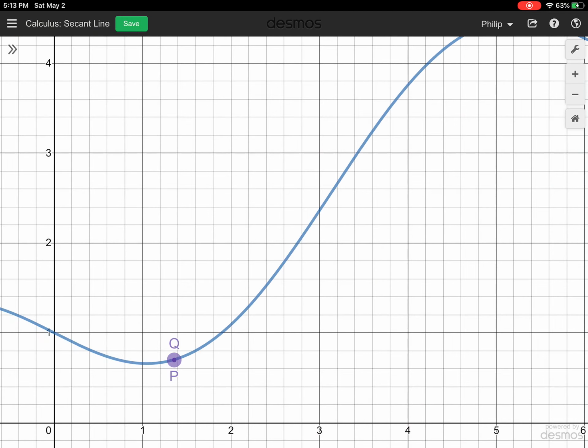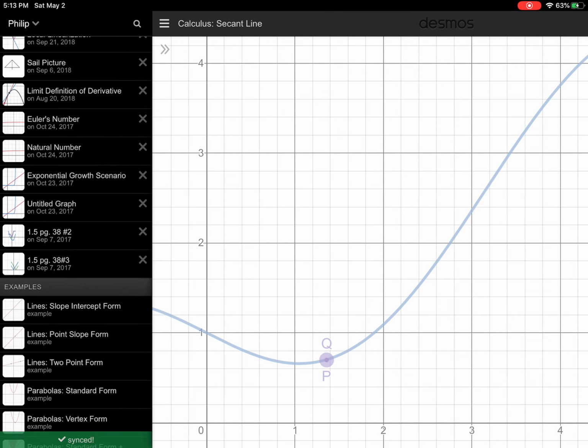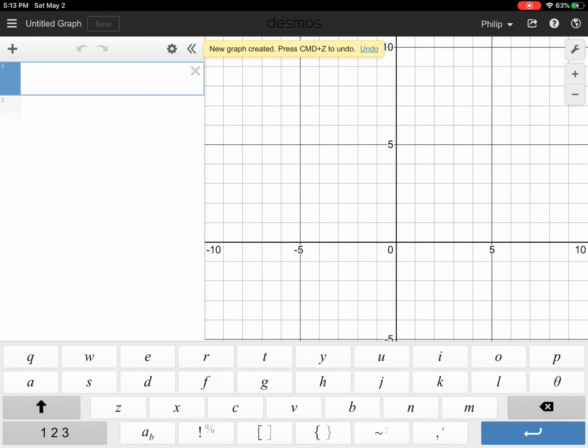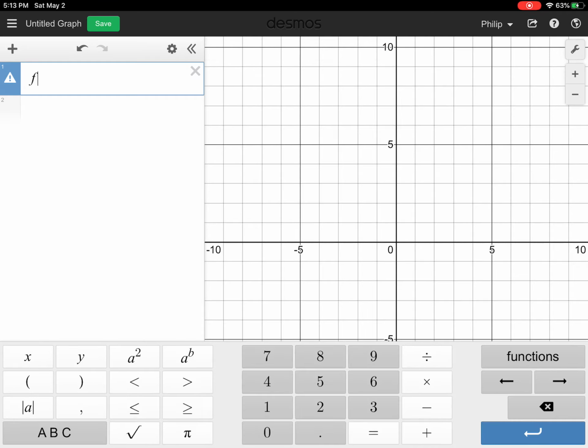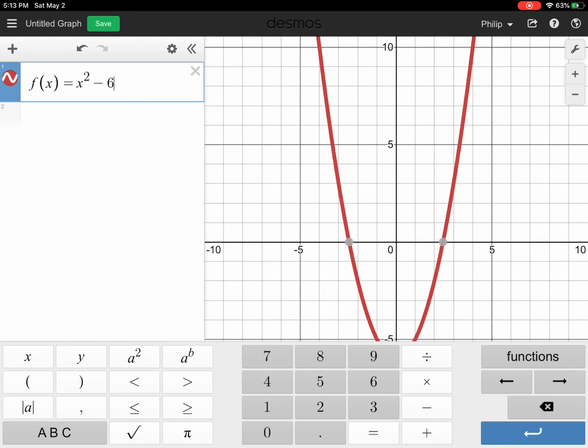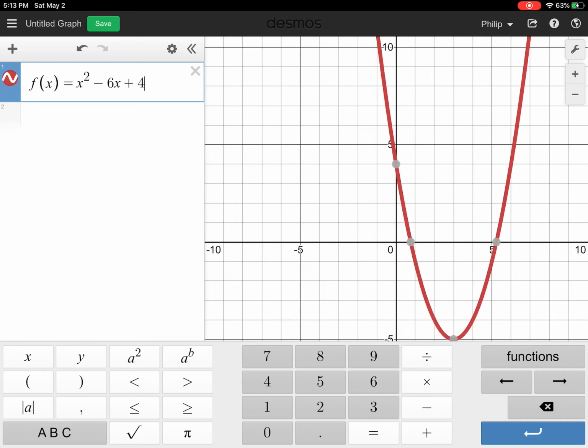And so just to finish it off, if I can, let's go ahead and start a new blank graph. And let's go ahead and put in that function that we came up with. So f of x is equal to x squared minus 6x plus 4. Okay, so there's our function that we had.